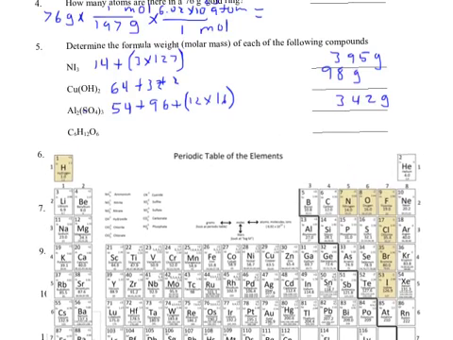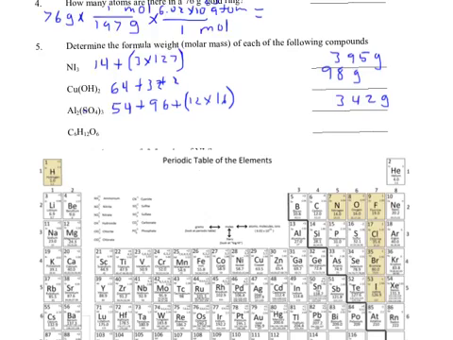Alright, next one here is sugar, C6H12O6. So, let's see what I've got. I have 6 moles of carbon. So I have 6 times 12. That's going to be 72 grams for my carbon. Now I have 12 moles of hydrogen. So 12 times 1 is 12. Plus, I have 6 moles of oxygen. So I have 6 times 16, and that's 96. Add all that up, and you come up with 180 grams as the formula weight of sugar.